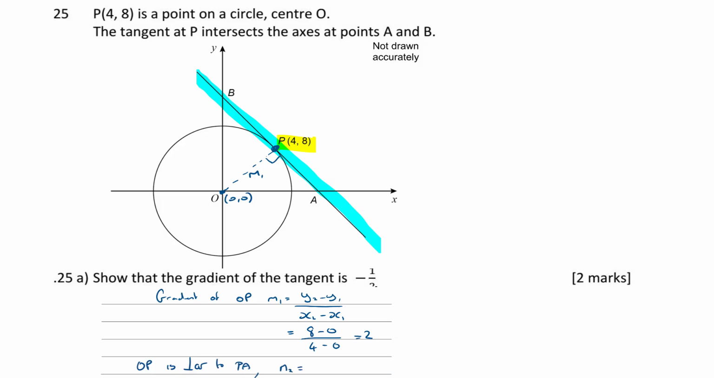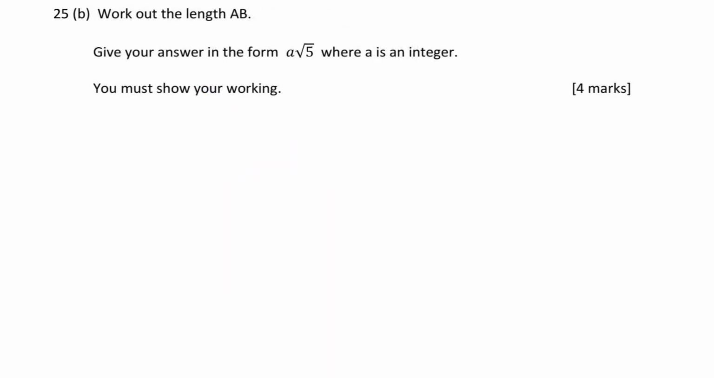So M2 is going to be minus 1 over M1, which is minus a half. Okay, so when you've got two lines that are perpendicular, their gradients are the negative reciprocals of each other. So 2 and minus 1/2 are two negative reciprocals, aren't they? Okay, so let's move on.